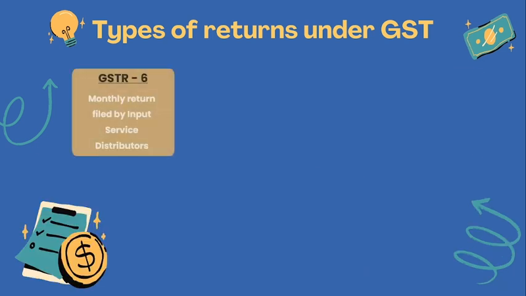The next return is GSTR6. Input service distributors like companies with multiple branches use GSTR6 to distribute the input tax credit among their branches. This return is filed monthly and ensures proper allocation of tax credits across the organization. Due date is 13th of the next month following the month for which the return is being filed. Even if there is no credit to distribute, a nil GSTR6 must be filed by the due date.